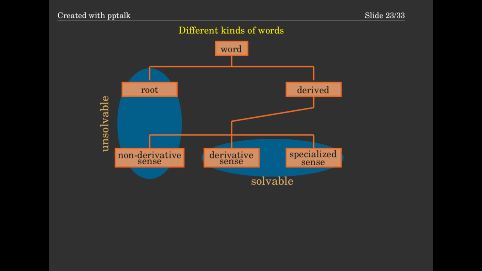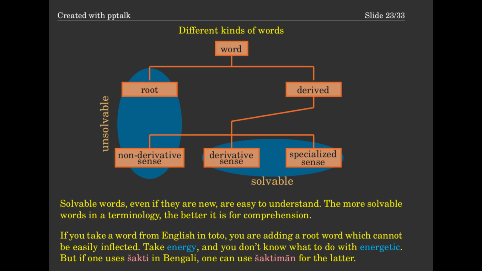So, what I am saying is that if you have a root word or a derived word which has a non-derivative meaning, these words have to be learned. So, I am calling them unsolvable words. Whereas, if you have a derived word which is used in the derivative meaning or even in a specialized meaning, I am calling it solvable. So, the solvable words, even if they are new, they are easy to understand. The more solvable words in a terminology, the better it is for comprehension.